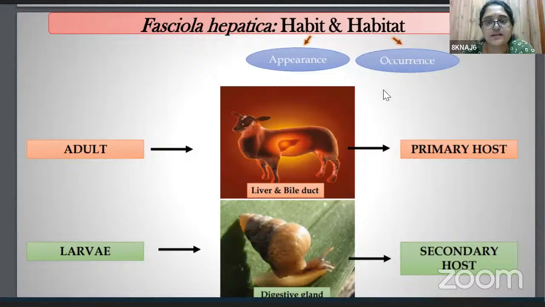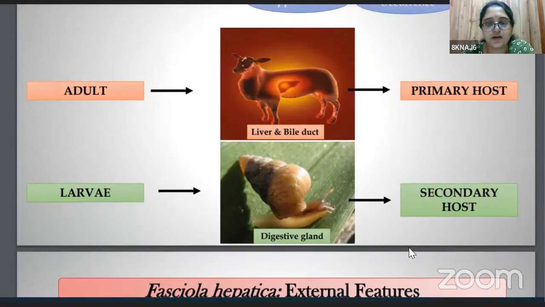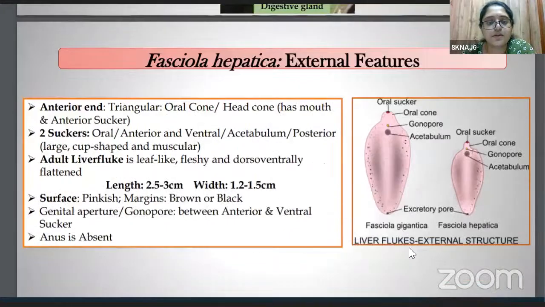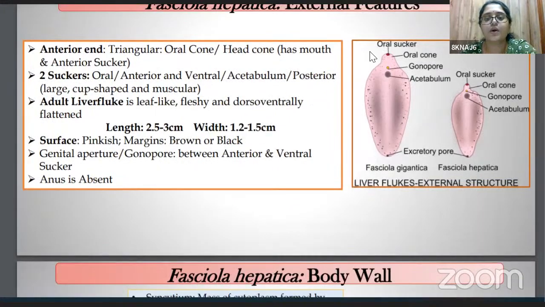Again, this is the appearance and the occurrence, how it looks. This is Limnaea truncatula. The primary host is the sheep, and the secondary host is Limnaea truncatula. When it comes to the external features, you have the oral cone, this is the oral sucker, this is the gonopore, this is the excretory pore, and this is the acetabulum, the ventral or posterior sucker.